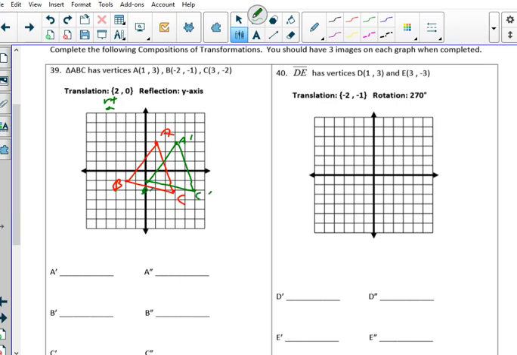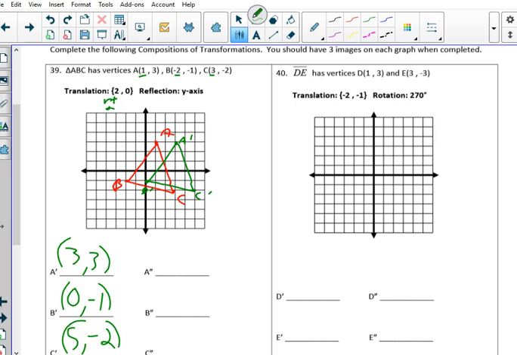So A prime is now 1, 2, 3, comma 3. And B is 0, -1. And C prime is 5, -2. Notice all we did was add 2 to each of these. 1 + 2 is 3, -2 + 2 is 0, 3 + 2 is 5.